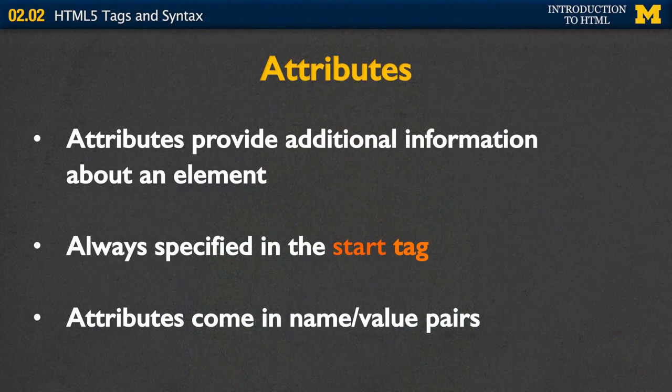So I mentioned before with the lists that tags can have attributes. Attributes provide additional information about an element. Sometimes they're absolutely necessary, sometimes they're just supplemental. The important thing to remember is that attributes are always specified in the start tag, in the beginning. And attributes come in a name-value pair.